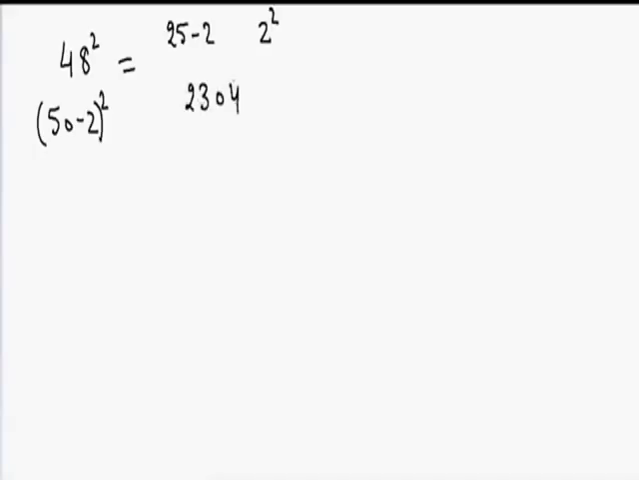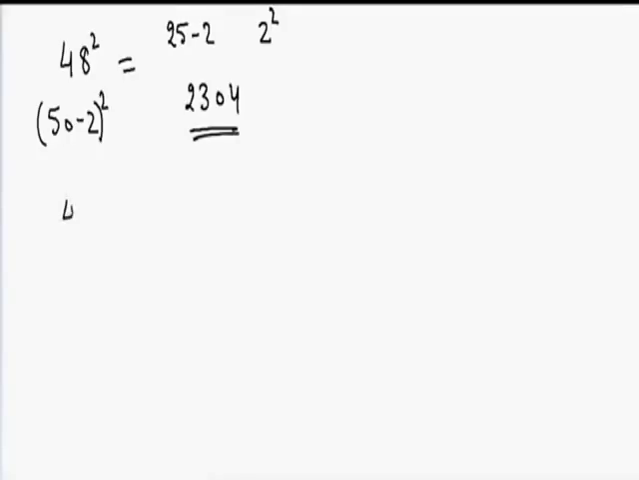So first we will start with the numbers which are close to 50, and if you want to take the square of those numbers. For example, if we have 48 square, how will we calculate this number? If you look at 48, it is close to 50, so it is 50 minus 2 square, right? So in this case what we'll do is we'll subtract 2 from 25, and then we'll do 2 square. So the answer will be equal to 2304.